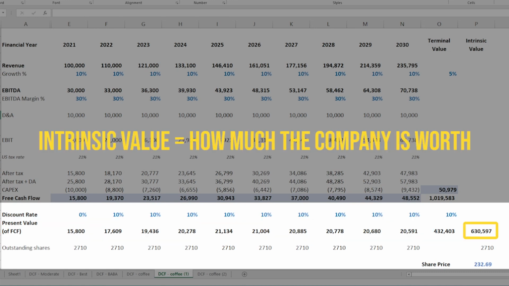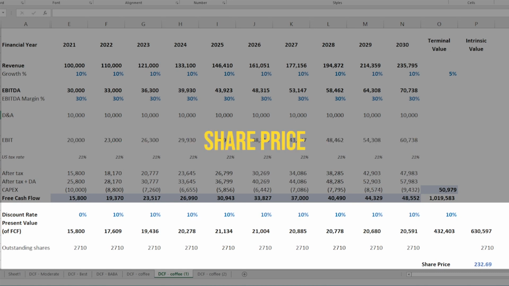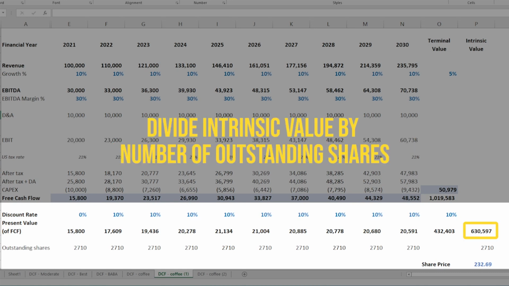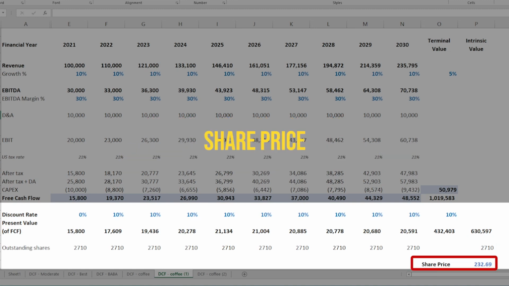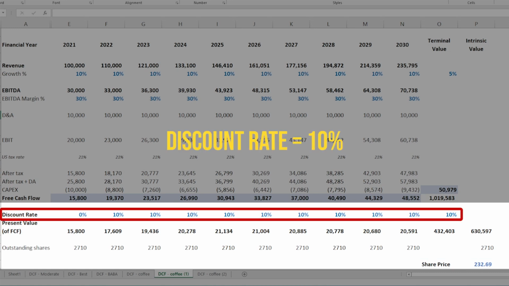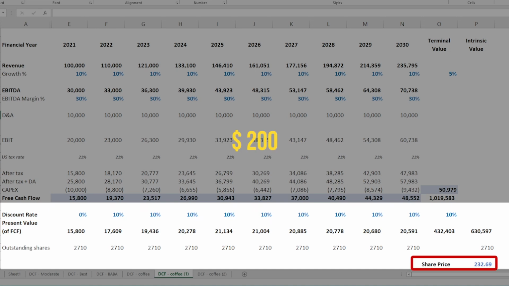Meaning this company's value should be worth this amount. And to determine the share price, simply divide this intrinsic value by the number of outstanding shares. So the share price here is $232.69. This means that even if you buy the share of this company at 232.69, you are purchasing it at a fair value and you can expect a 10% annual return. Because remember, there's a 10% discount rate that was being applied earlier. However, if you buy it at $200, meaning to say you are buying it cheaper with a 14% upside.